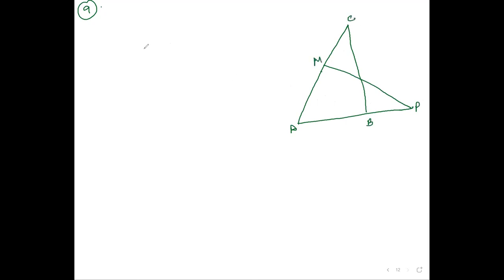ABC and AMP are two right triangles, right-angled at B and M respectively. Prove that triangle ABC is similar to triangle AMP. Proof.